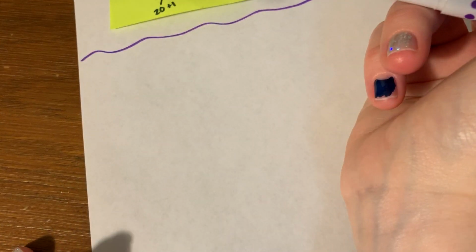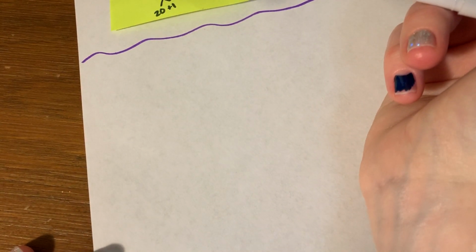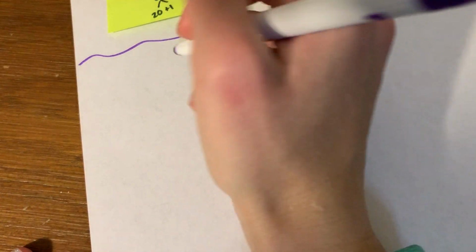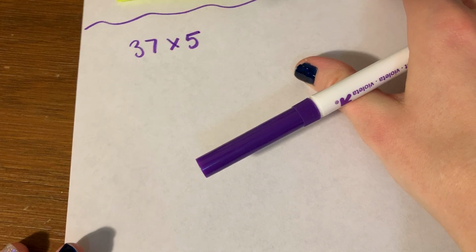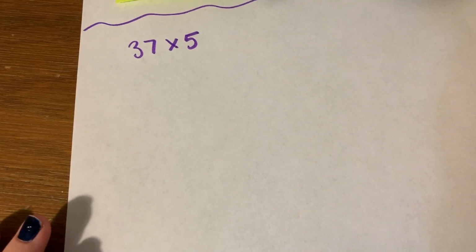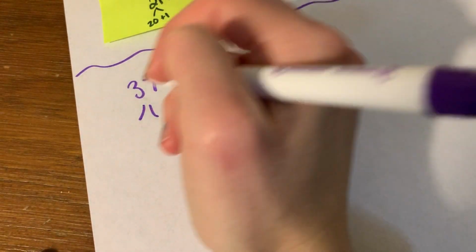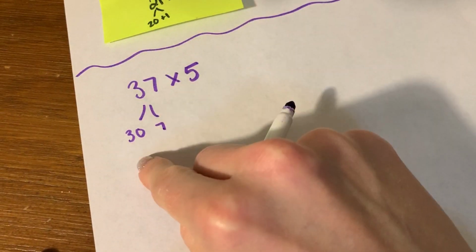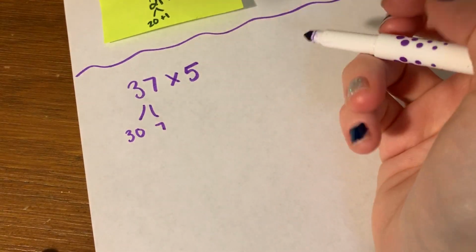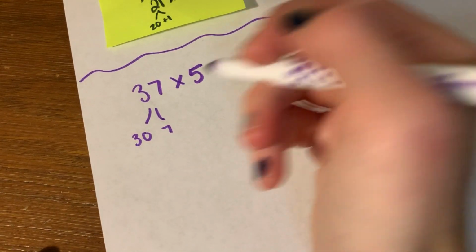So say you have the problem 37 times 5. The distributive property says that you can multiply the add-ins of a number and then add the products. So basically the distributive property says I can take 37 and I can split it into 30 and 7. So add-ins, making it an addition by putting it in expanded form.